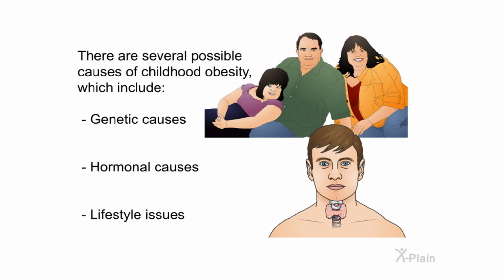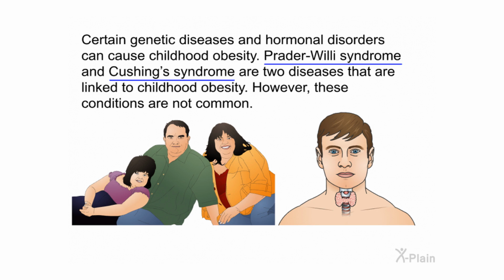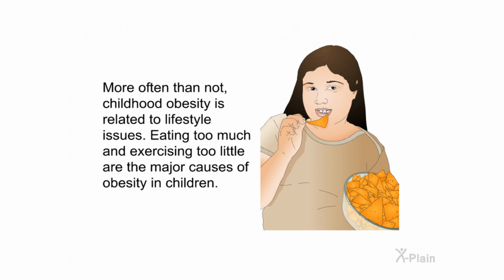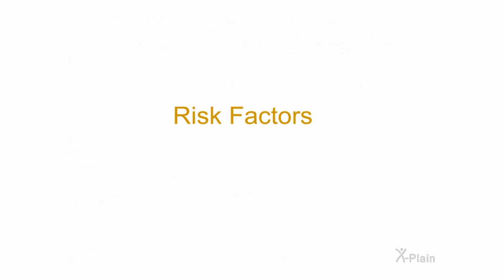Causes. There are several possible causes of childhood obesity, which include genetic causes, hormonal causes, lifestyle issues. Certain genetic diseases and hormonal disorders can cause childhood obesity. Prader-Willi syndrome and Cushing's syndrome are two diseases that are linked to childhood obesity. However, these conditions are not common. More often than not, childhood obesity is related to lifestyle issues. Eating too much and exercising too little are the major causes of obesity in children.